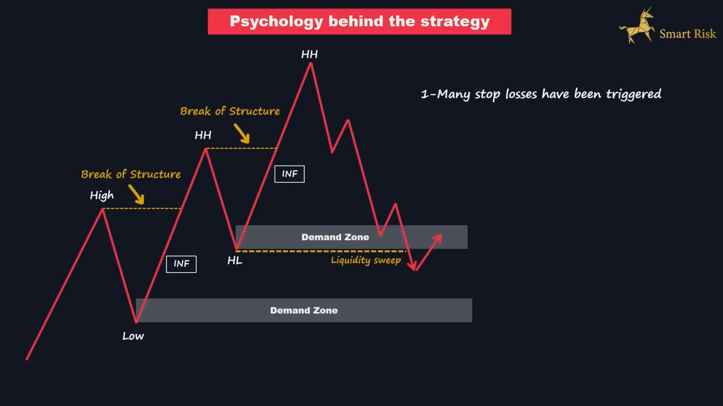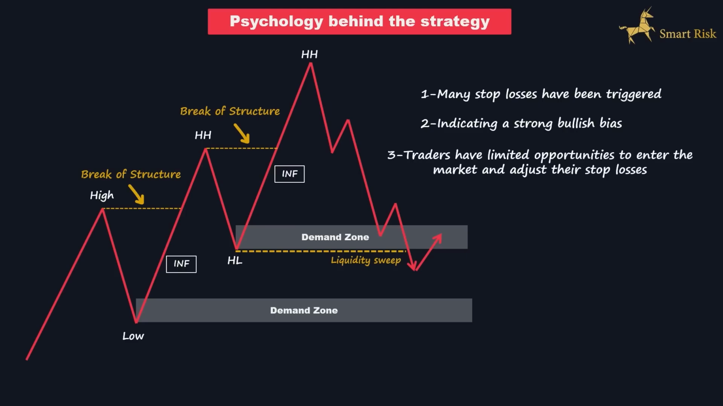This means that many stop losses have been triggered, leading to a sharp increase in buying pressure. Additionally, the price has started to move upward with significant momentum, indicating a strong bullish bias. Furthermore, it's important to note that there is no significant liquidity pool below this zone due to the aforementioned scenarios.